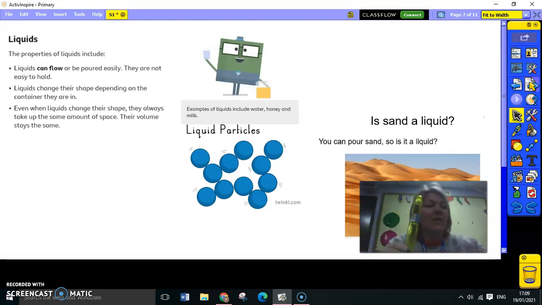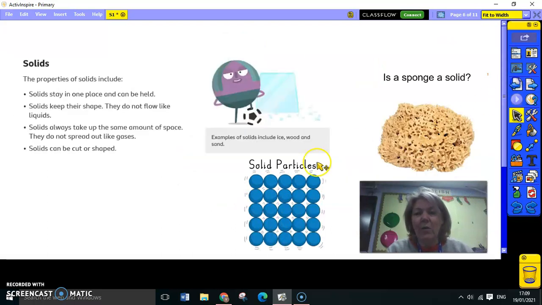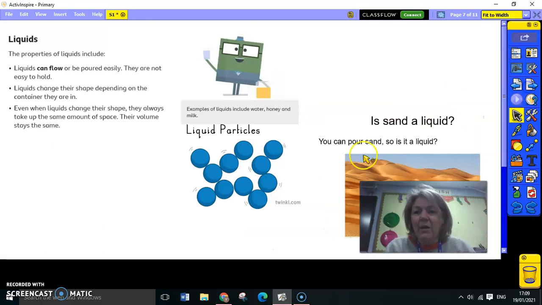So they take on the shape of the container that they are in, and they can change their shape, but they always take up the same amount of space. Their volume stays the same, okay? And liquid particles, you can see, are a little bit different to those solid ones. Those solid ones are nice and squashed together. You can see that in the liquid particles, there's a little bit more free space around them, which means that they can move around a little bit more. They're a little bit freer.